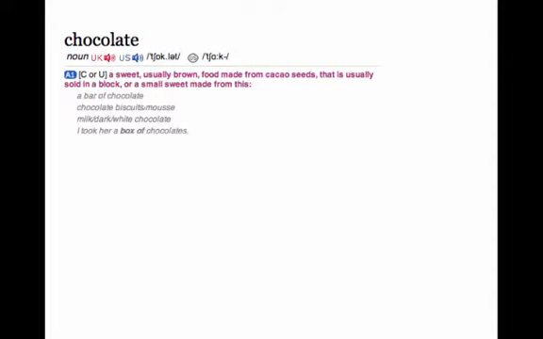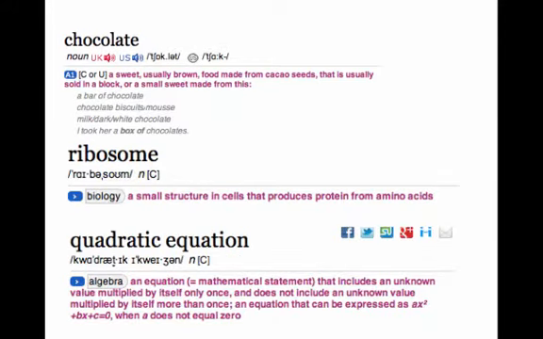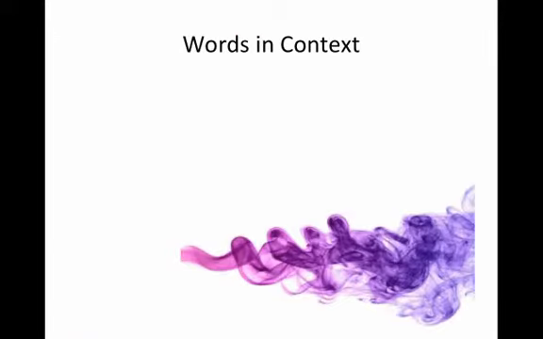Chocolate is a very easy word, but this is something that I heard in biology the other day. And so it's also a pronunciation system that works for technical words as well, things that you're going to be meeting across the curriculum. And for maths, so you can see here, quadratic equation.